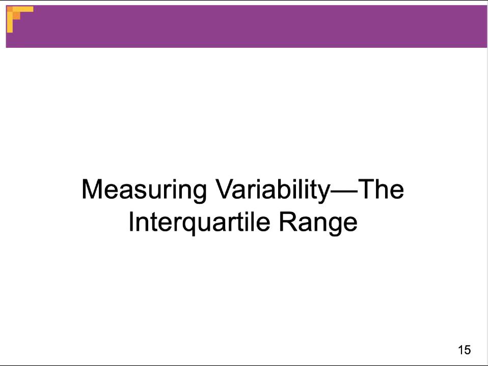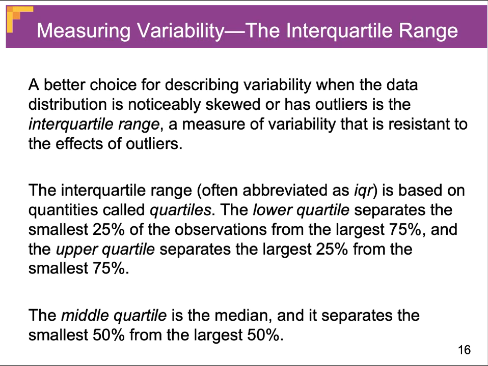When we're measuring the variability of a skewed distribution or a distribution with outliers, we're going to use what's called the interquartile range. This is a better choice when we're describing variability for a skewed distribution or one with outliers, because this, like the median, is resistant to the effect of outliers. We'll often see the interquartile range abbreviated as IQR, either uppercase or lowercase.